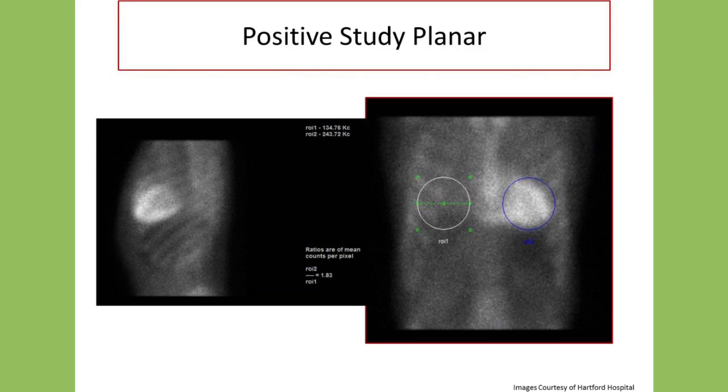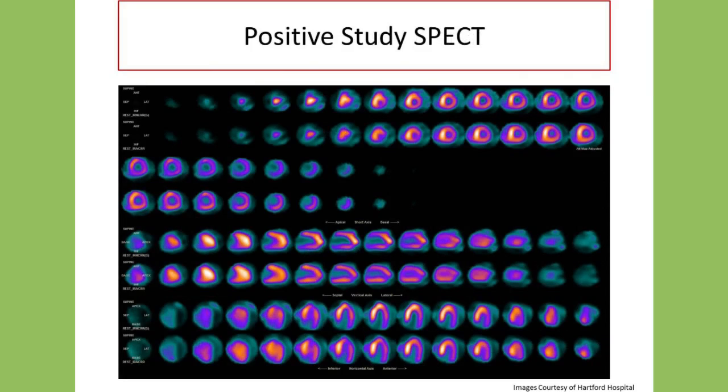Moving on now to a planar study that is very positive. The region of interest was calculated at 1.83, but even without looking at the region of interest, the myocardial uptake is pretty visible. And when we look at the processed SPECT studies, as we can see, there's complete myocardial involvement in all slices, in all walls.